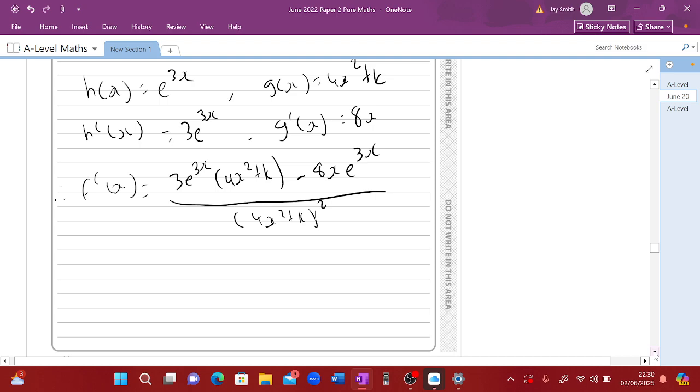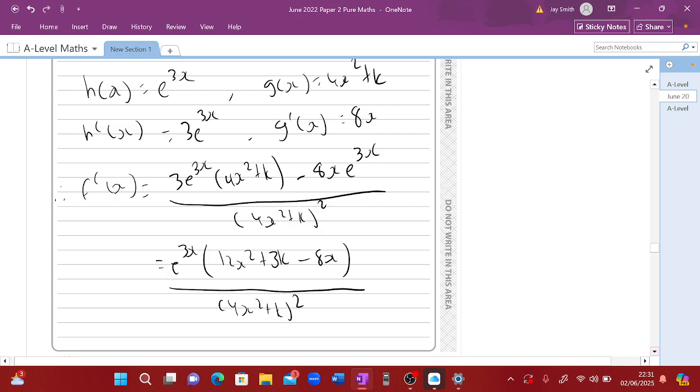Actually, I noticed we could factor out e to the 3x here. So that's going to be e to the 3x of 3 lots of 4x squared plus k. Then I could expand this out to say 12x squared add 3k. So then times it all by 3 there. Factor the e to the 3x and then minus 8x, all over 4x squared plus k, squared.